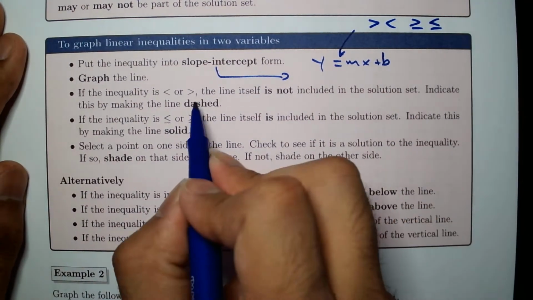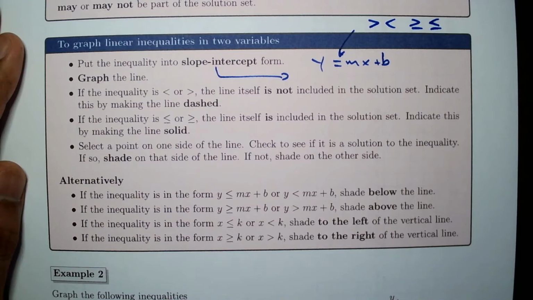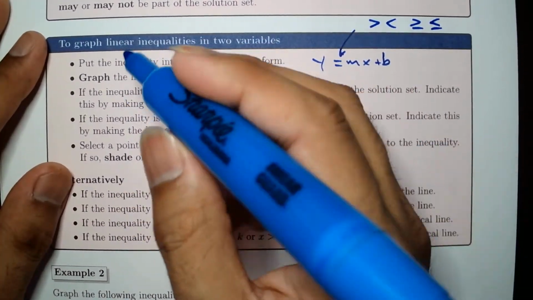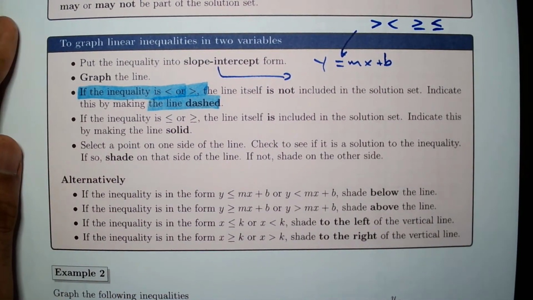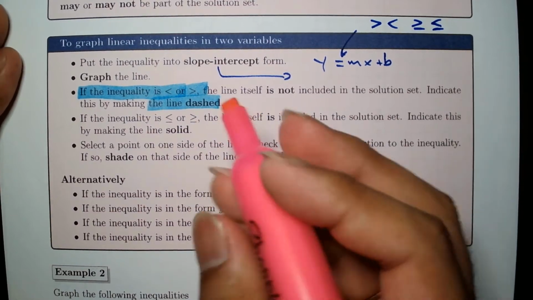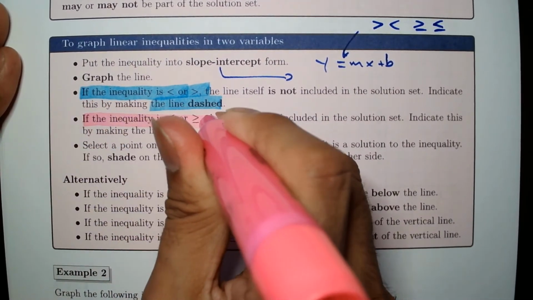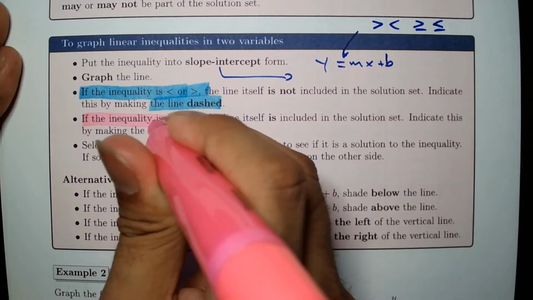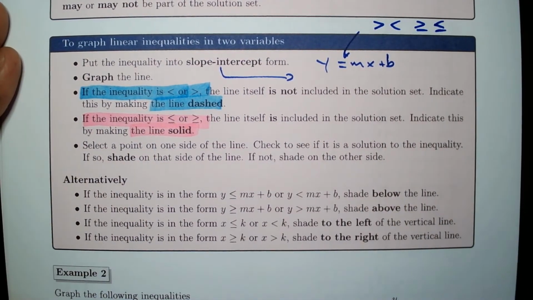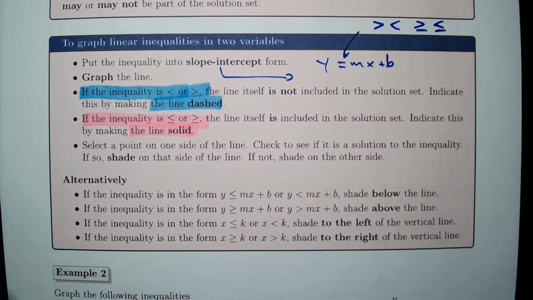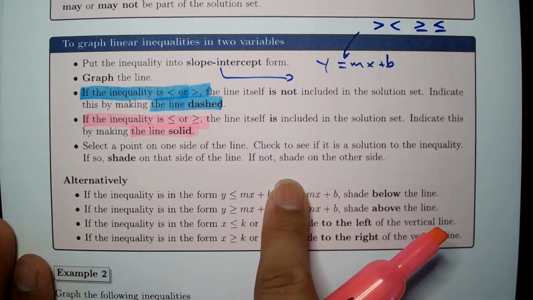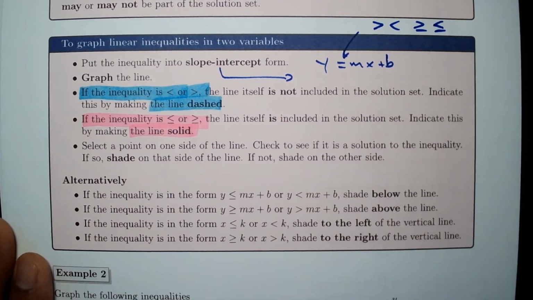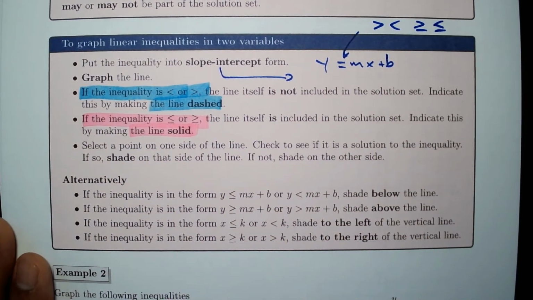And in fact, when we graph it, we are going to graph it using a dashed line, not a solid line. So if the inequality is strict, the line is dashed. Otherwise, if the inequality has the symbols greater than or equal, less than or equal, then the line is going to be solid, just like the one we did in the previous example. And then in the end, we are going to select a point and check if it is a solution to the inequality. If not, we shade on the other side of the inequality, on the other region where it belongs.